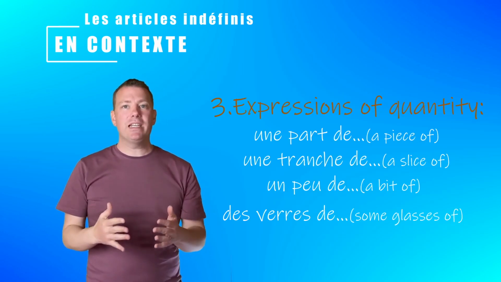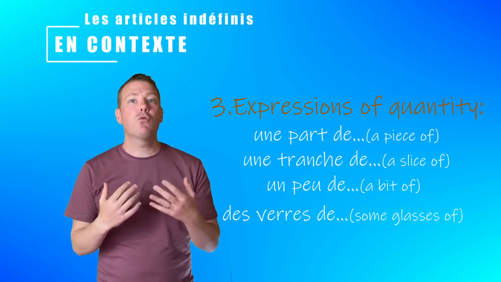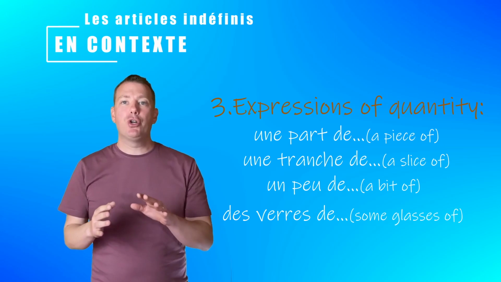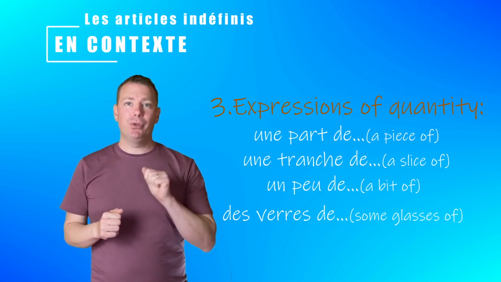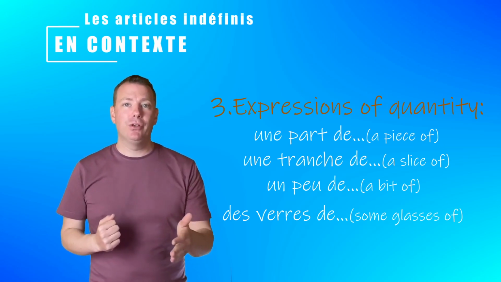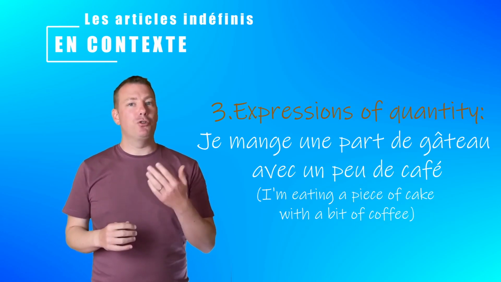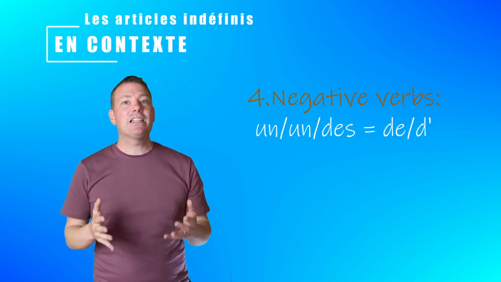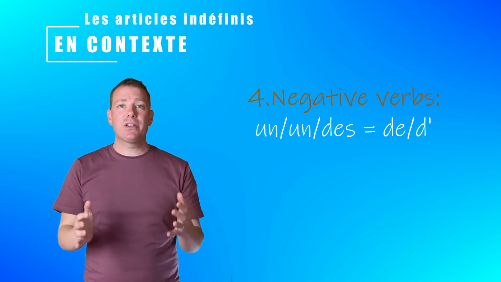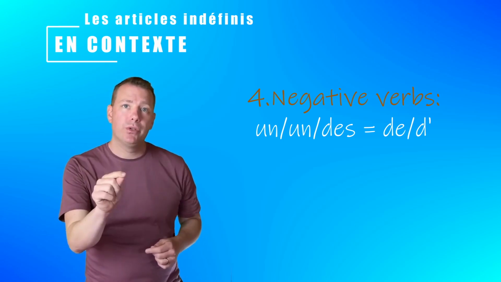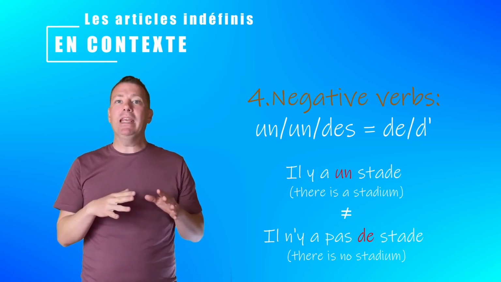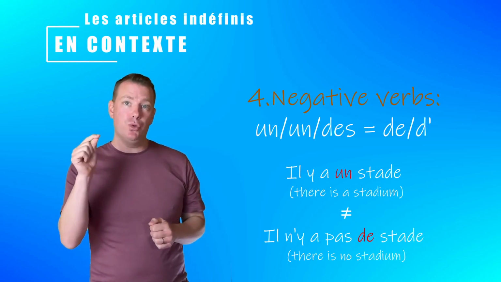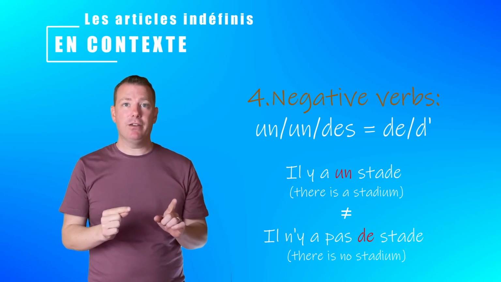You can also use indefinite articles before an expression of quantity, like une part de, une tranche de, un peu de, des verres de. For example, je mange une part de gâteau avec un peu de café. When used in negative sentences, all these articles turn into de. Here are some examples. Il y a un stade, il n'y a pas de stade. You need to use de because the sentence is negative.